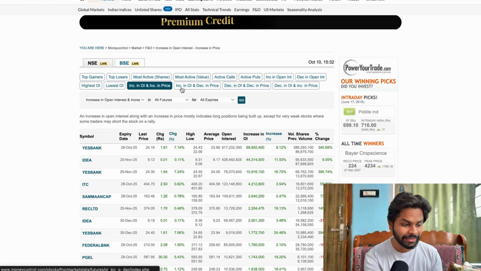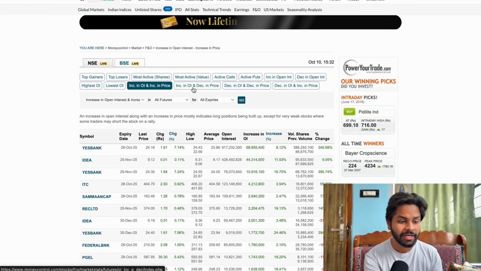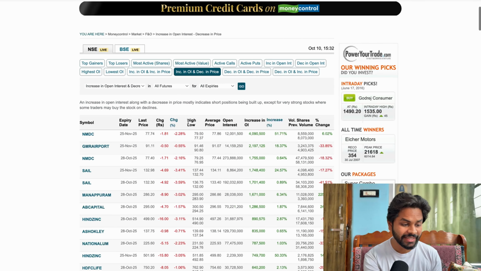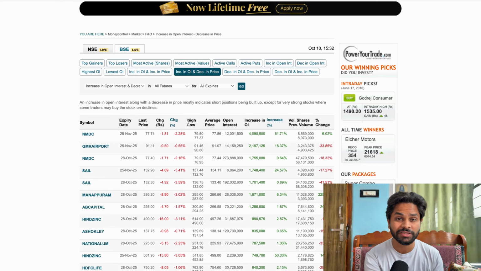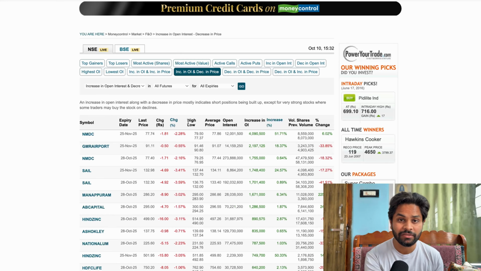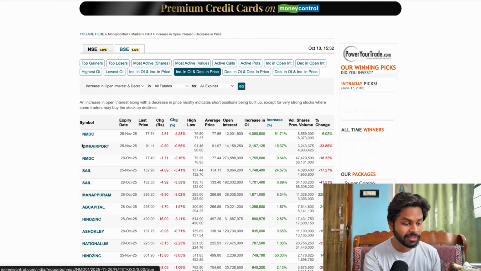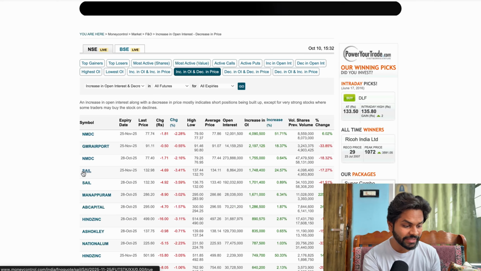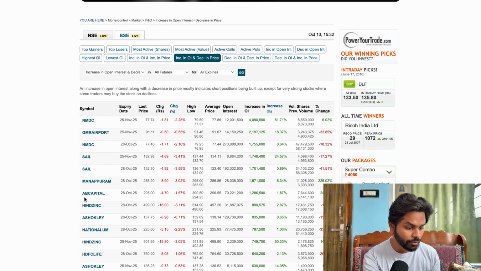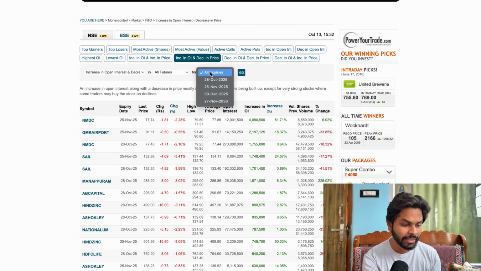Next, you have to go to increase in open interest and decrease in price. Once you click this, it means in these stocks the shorts are getting built up, meaning people are shorting in futures in these stocks. NMDC, GMR Airport, SAIL, Manappuram. If you look at AB Capital, you can click here and select the expiry.